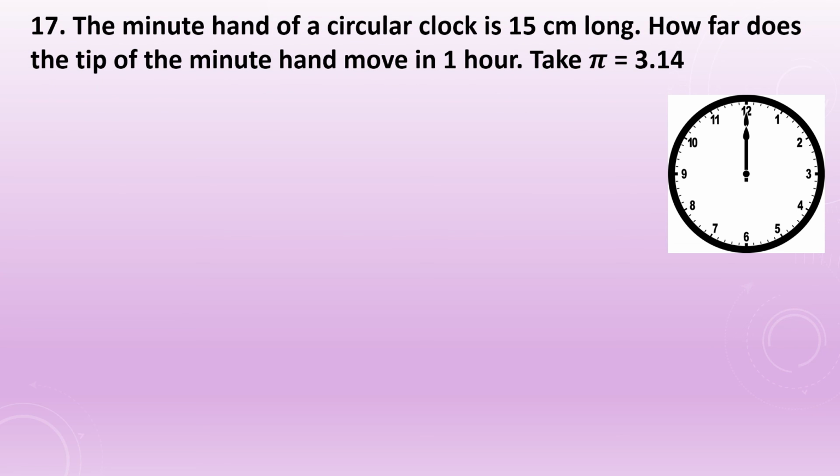Now the last question of the exercise, question number 17. The minute hand of a circular clock is 15 centimeter long. How far does the tip of the minute hand move in 1 hour? Take pi equal to 3.14. That means how far does the tip of the minute hand move? Now the tip is at 12. So the minute hand will move how far to reach the next 1 hour.